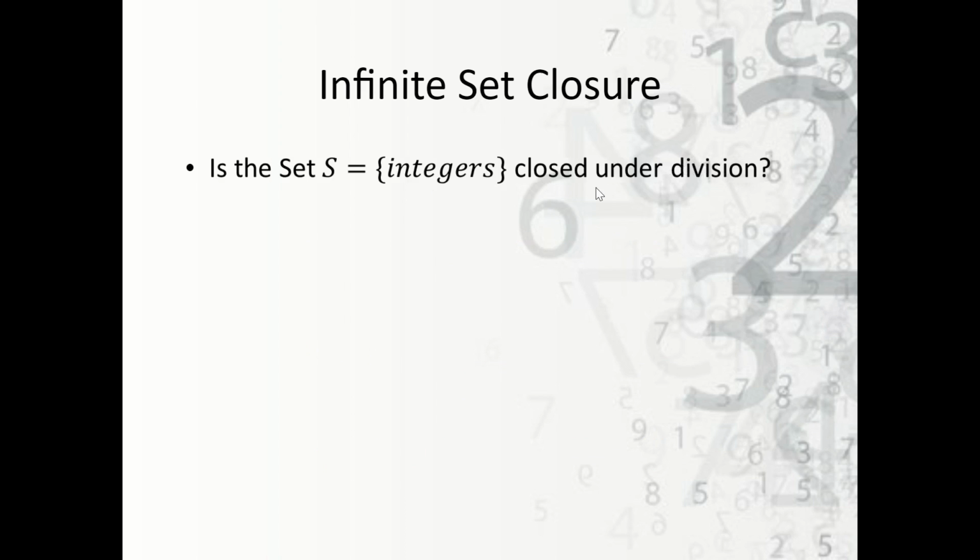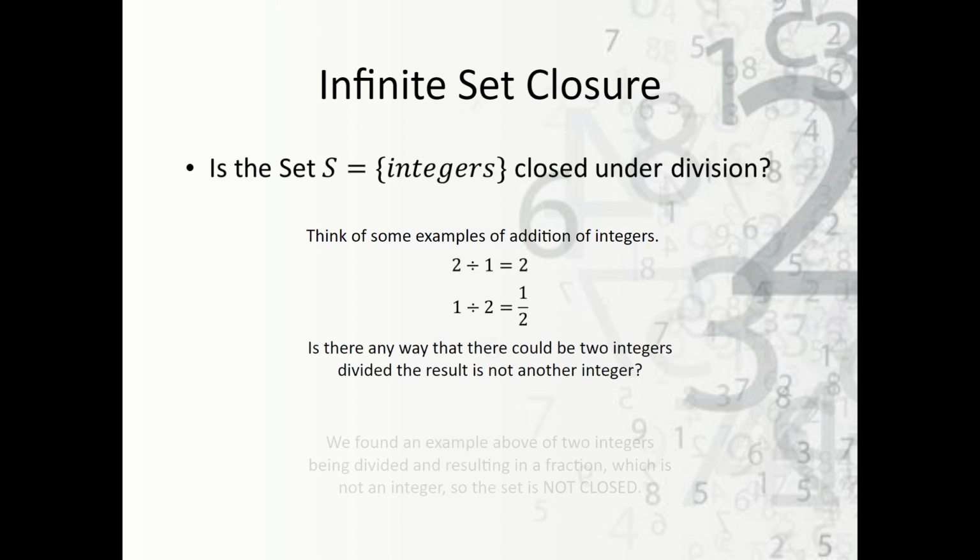Now what about this? Is the set S of integers closed under division? So again, we're going to think of some examples. So we have 2 divided by 1, 1 divided by 2. Notice here though, when we do 1 divided by 2, we get 1/2. Well, 1/2 is not an integer, that's a rational number. So therefore, when we do it that way, we know that it's not closed.